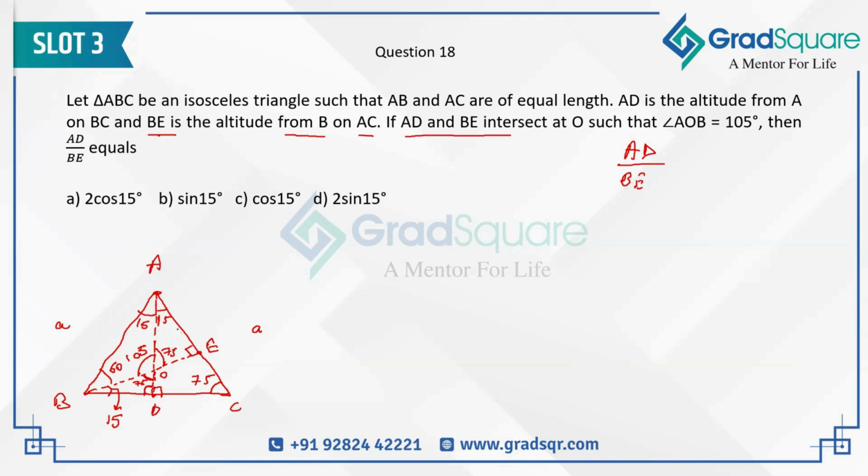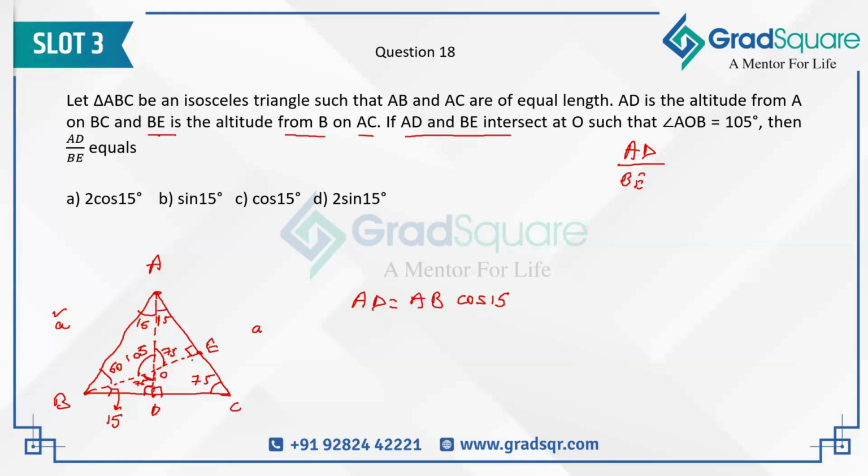So we have been able to figure out most of the angles that are present on this. Now we are looking at AD and BE. AD is this perpendicular that you are looking at, and this is the side AB. So if you look at this entire thing and you are looking at the value of AD, that value of AD is going to be AB cos 15 degrees.